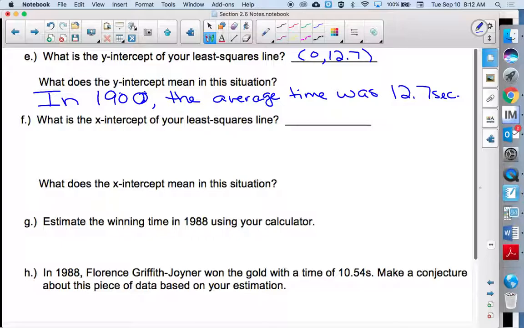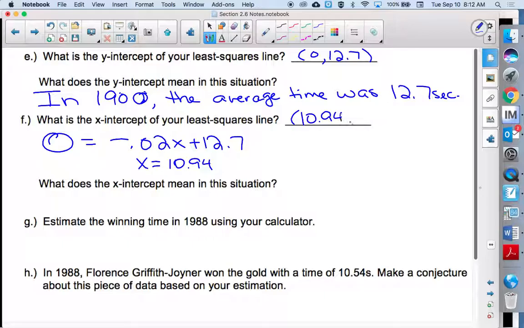All right, so then F is the x-intercept. And Michael, anytime you find an x-intercept, you do what? Make the y 0. So taking our equation and setting it equal to 0. Did you get an x-intercept, Michael? What'd you get? 10.94. So x-intercept 10.94 when the y value is 0.